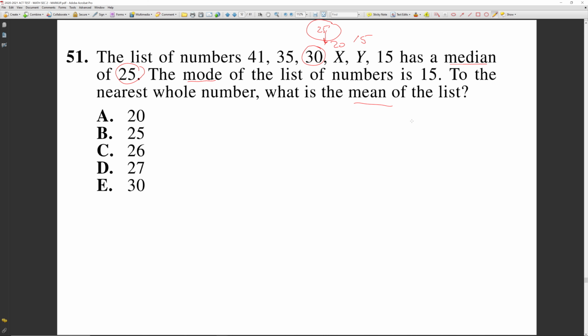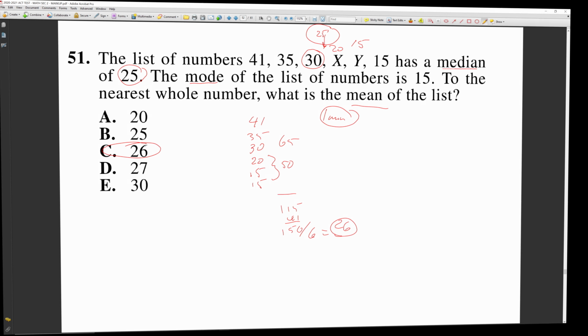Now we need to find the mean of the list. So it's 41, 35, 30, 20, 15, and 15. So this is 30. 30 plus 20 is 50. 50 plus 65 gives me 115 plus 41. This is 156. And you take this and divide it by the number of values. There's 6 numbers here. So 156 divided by 6 is actually 26. So in reality, this is probably a 1 minute problem because you do have a little bit more involved. Answer is C. There you go.